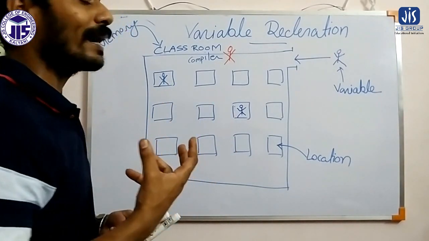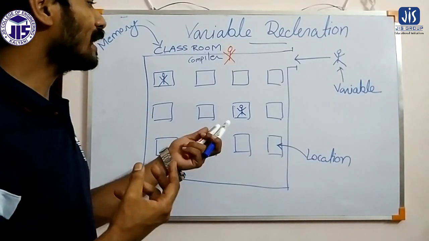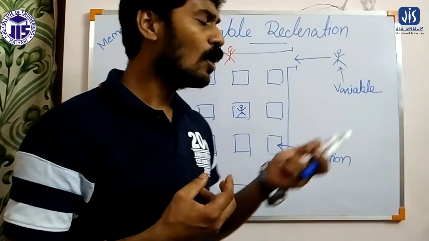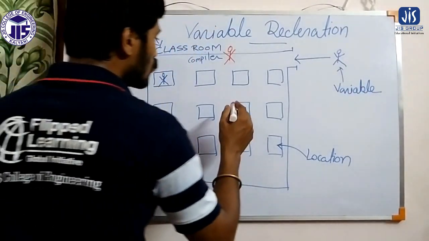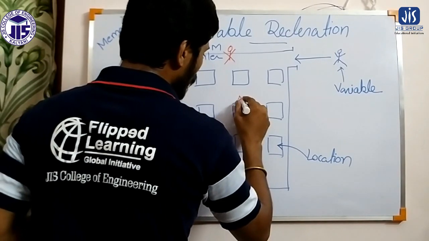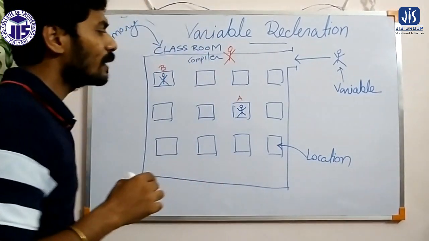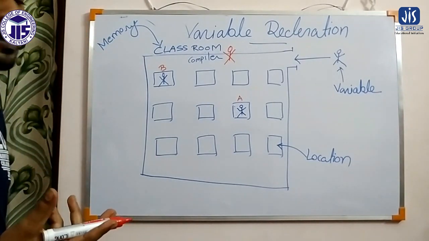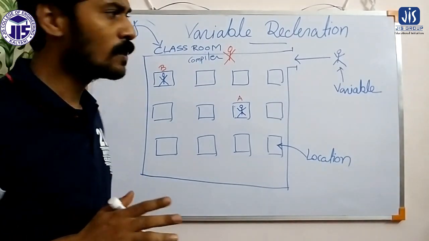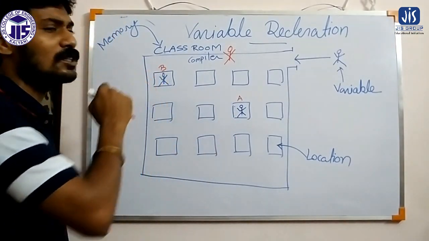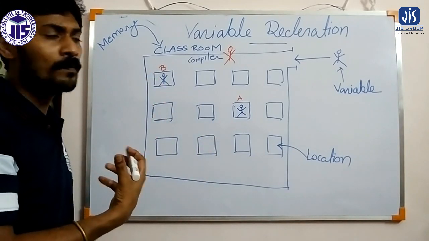Now, this is the way we do it. Now, if we want to access a particular variable, we can access the student by his name. For example, the name of this student is A. The name of the student is B. Okay. So what we can do? We can call the student by the name. So if I call student A, obviously this student will respond. If I call student B, obviously this student will respond. So by the name we can get the response.